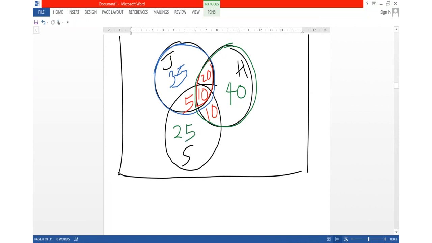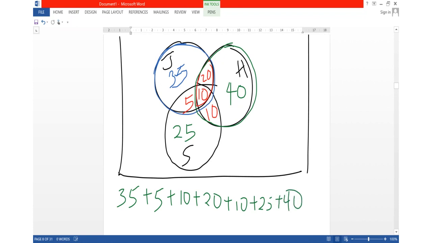So let's add all this up and see what you're getting. Plus 5, plus 10, plus 20. We have another 10, we have a 25, and we have 40. Add all this up: 35 plus 5 plus 10 plus 20 plus 10 plus 25 plus 40.